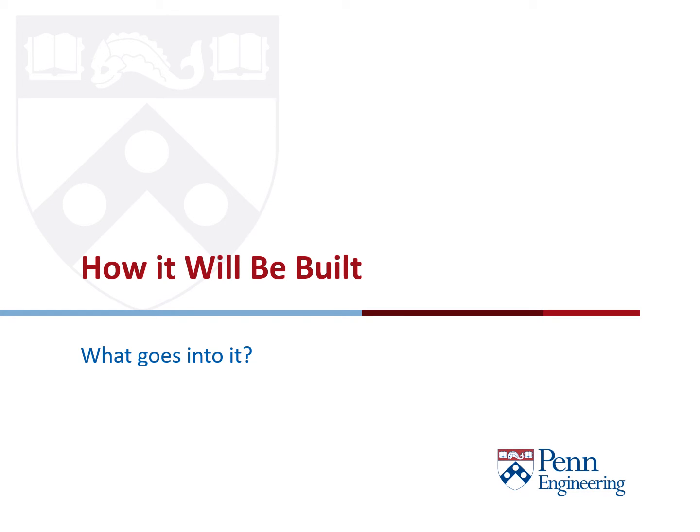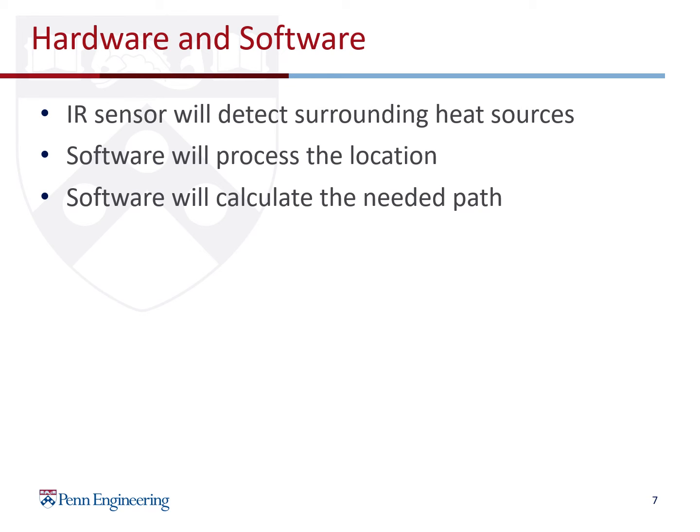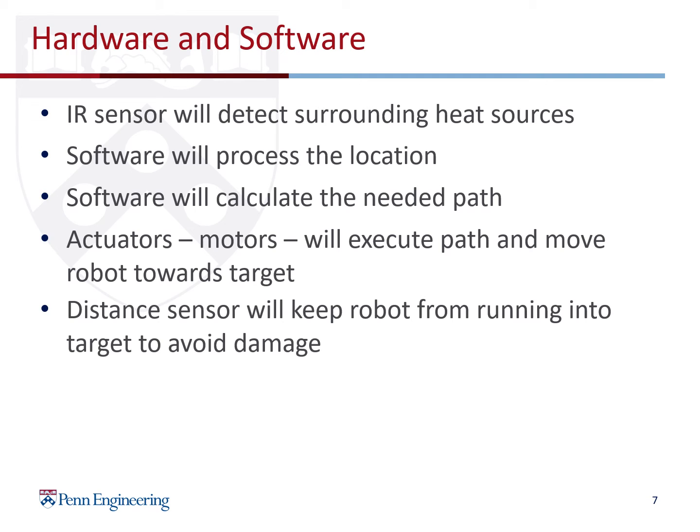Now, how will this project actually be built? What goes into it? Well, there will be an IR, or infrared sensor, that will detect the surrounding heat sources. The software will process the location of that source, and then the software will calculate the needed path to get towards it. The actuators, aka the motors, will execute the path and move the robot towards the target. And the distance sensor will keep the robot from running into the target to avoid damage.